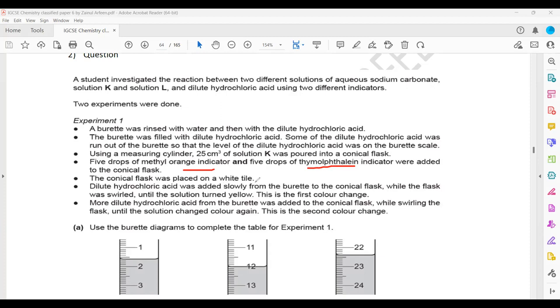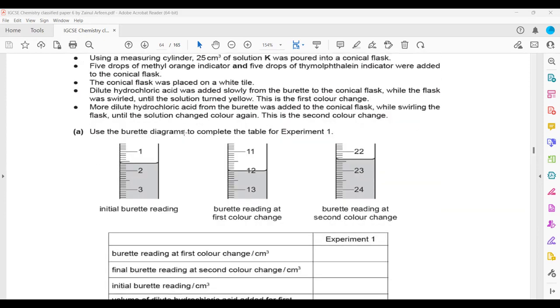The conical flask was placed on a white tile so that we can observe the color change easily. Hydrochloric acid was added from a burette to the conical flask while the flask was swirled. We use a conical flask so that we can swirl the mixture easily, until the solution turned yellow. This is the first color change. Then more hydrochloric acid was added until the solution changed color again, and that is the second color change. The solution shows a color change twice because two different indicators are used, so they change color at different pH.